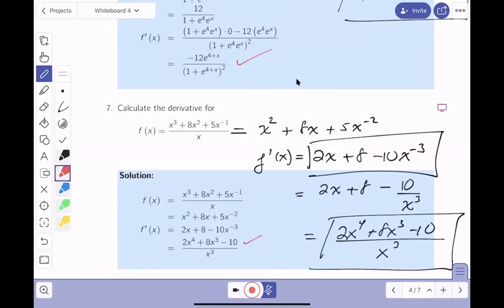I'm looking at this, and I'm looking at this. Good. I actually prefer my answer better. All right, again, your goal is to match the answer in the key. All right, let's go to number 8.